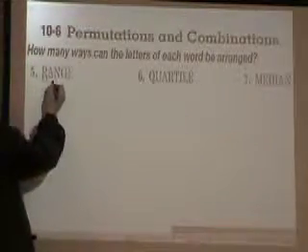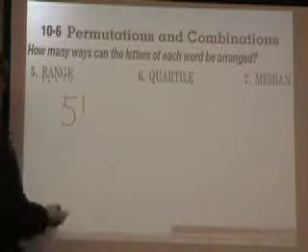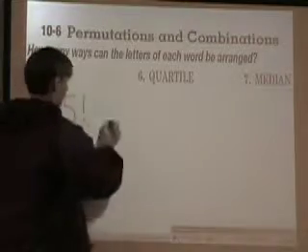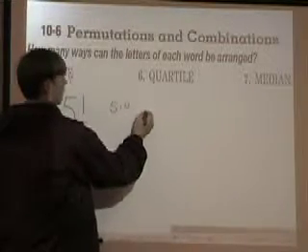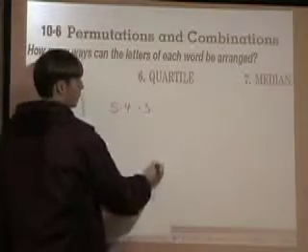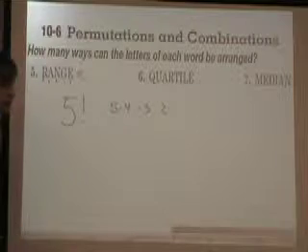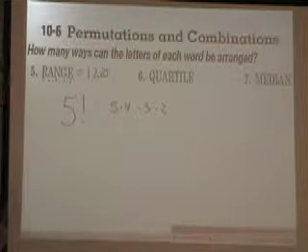Can I arrange the word range? I've got 1, 2, 3, 4, 5 letters, so it's going to be 5 factorial, which is 5 times 4 times 3 times 2 times 1. 5 times 4 is 20, times 3 is 60, times 2 is 120, times 1 is 120. So how many ways can I arrange the word range? 120 ways. That seems like a bunch of ways, huh?